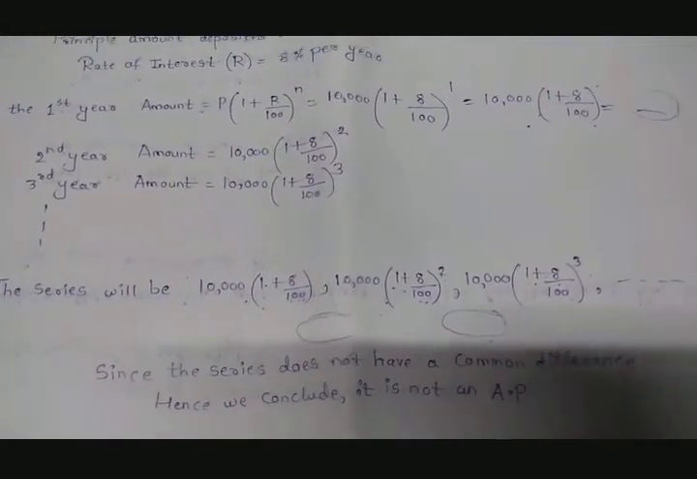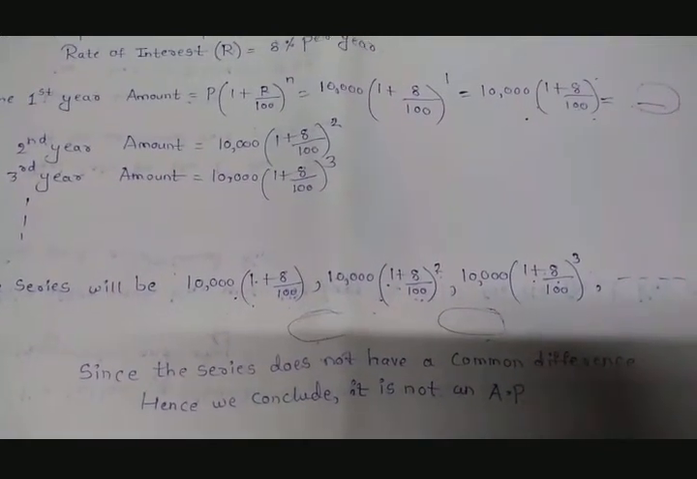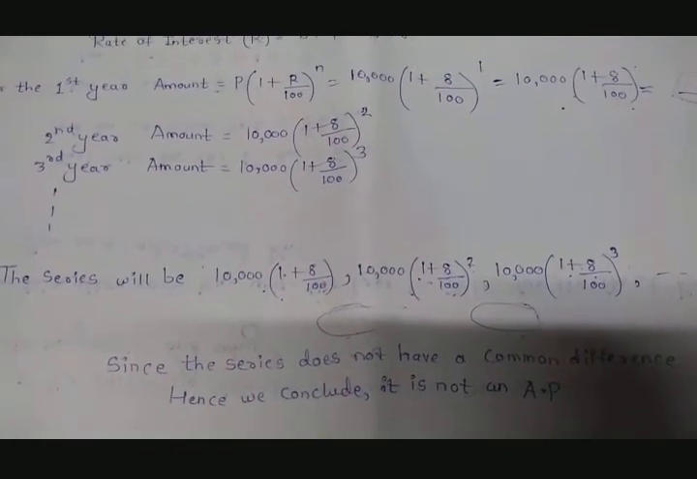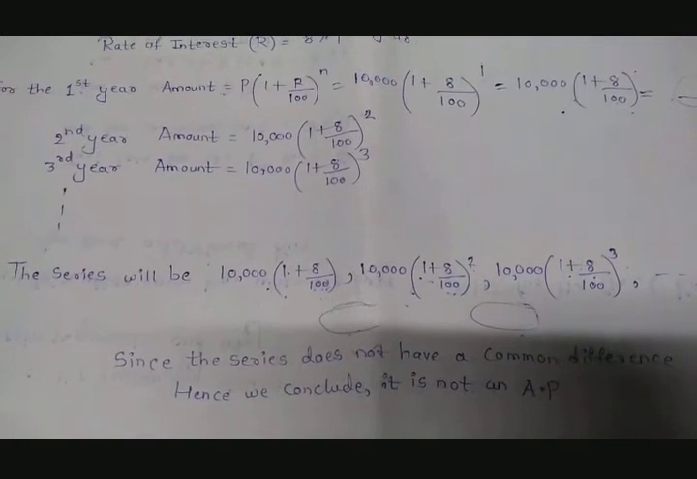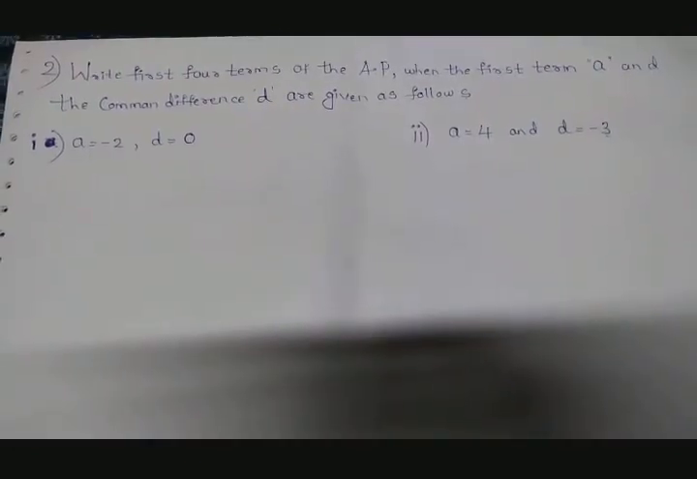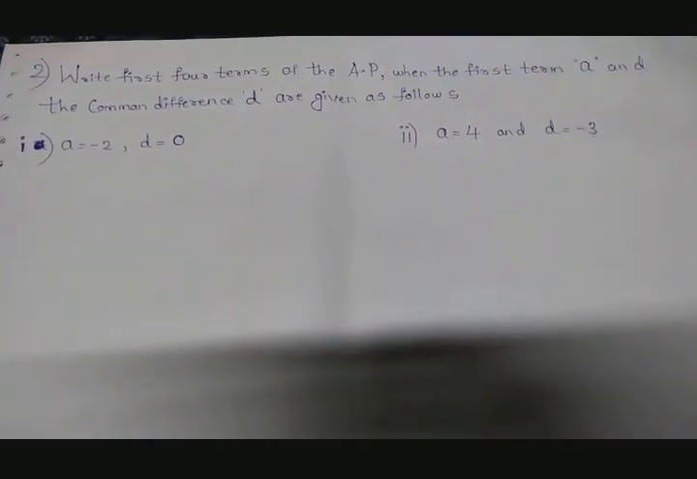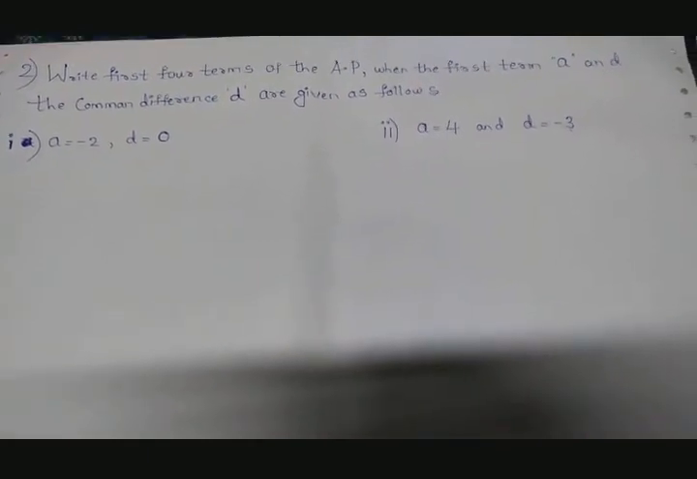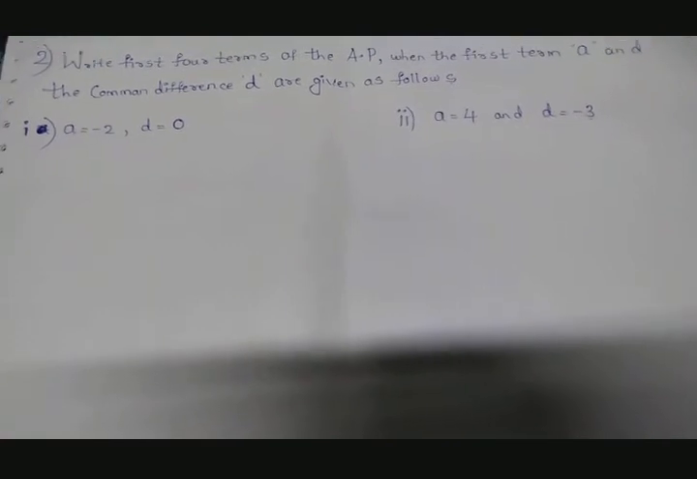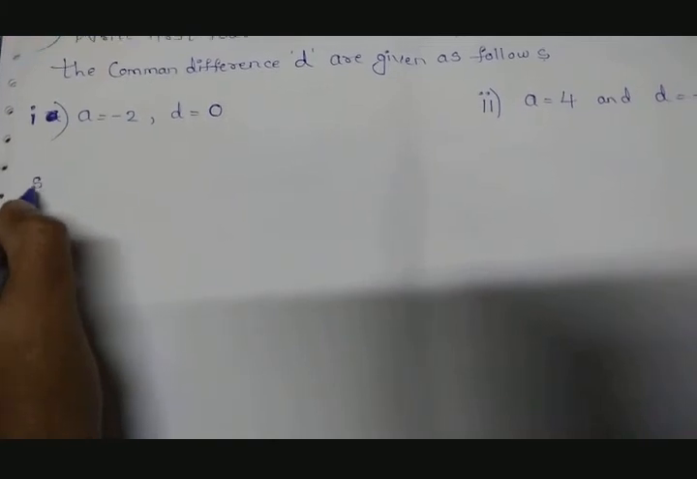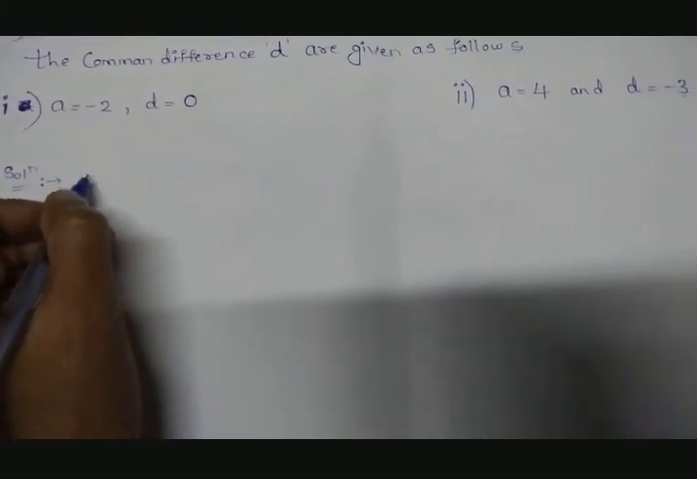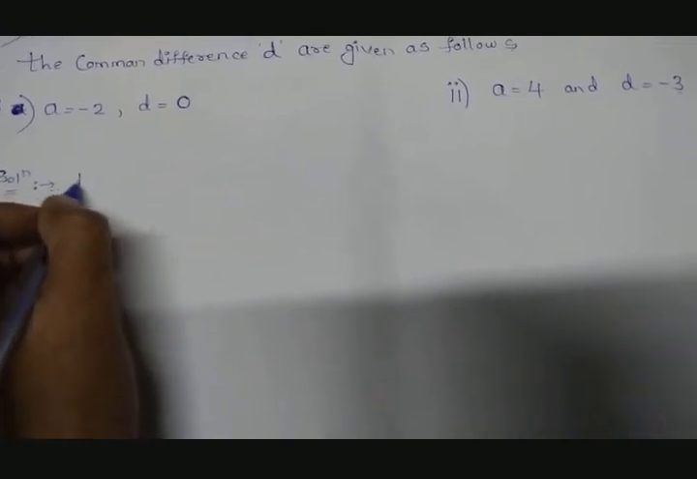So these were some examples related to the situation, and now we will be solving some more simple problems related to the arithmetic progression. The next kind of problem is, they will be giving you the values of a and d, and you have to write the first four terms of the arithmetic progression. For the first problem, they have given the values of a and d. So you can use the general form of arithmetic progression.